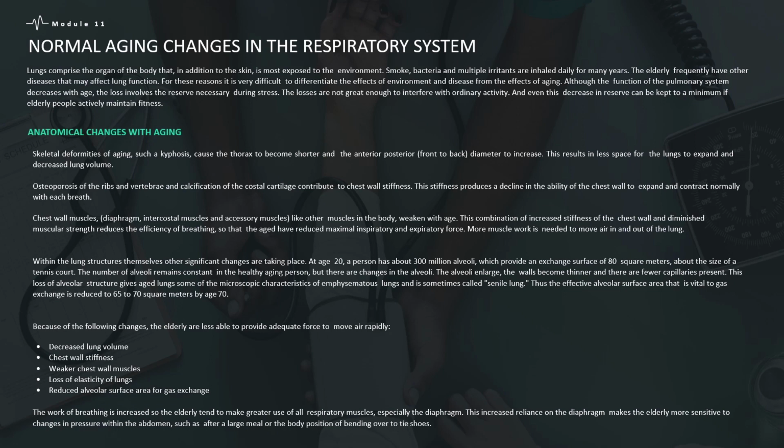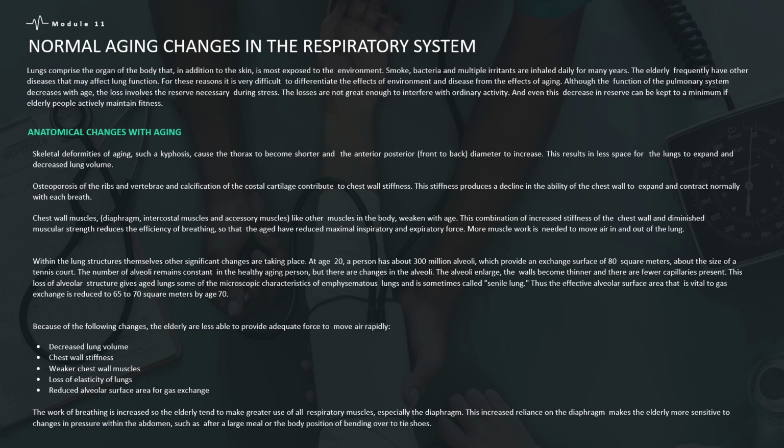Although the function of the pulmonary system decreases with age, the loss involves the reserve necessary during stress. The losses are not great enough to interfere with ordinary activity. And even this decrease in reserve can be kept to a minimum if elderly people actively maintain fitness.